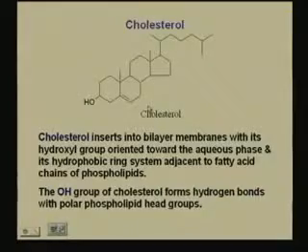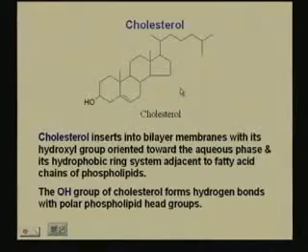Okay. Now, this is our cholesterol. The cholesterol will insert into the bilayer membrane with its hydroxyl group oriented towards the aqueous phase associated with the polar head groups of the lipid bilayer, and the hydrophobic ring system would be adjacent to the fatty acids in the glycerol or the sphingosine or whatever, and the OH group of the cholesterol would form hydrogen bonds with the polar phospholipid head groups. Okay.